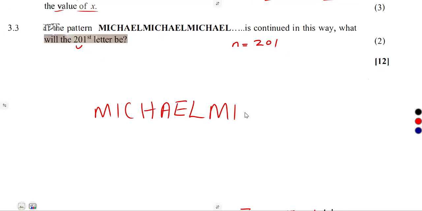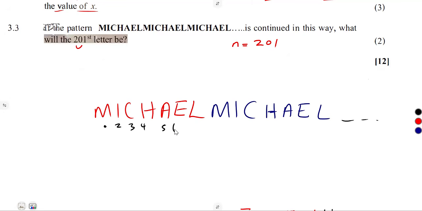Then we have got another one. All right. So this is the concept here. We've got another one, then we're going to have another one also. So we're going to count 1, 2, 3, 4, 5, 6, 7. Then you count again 8, 9, 10. So when we are at 201, counting in that manner, which letter are we going to see?